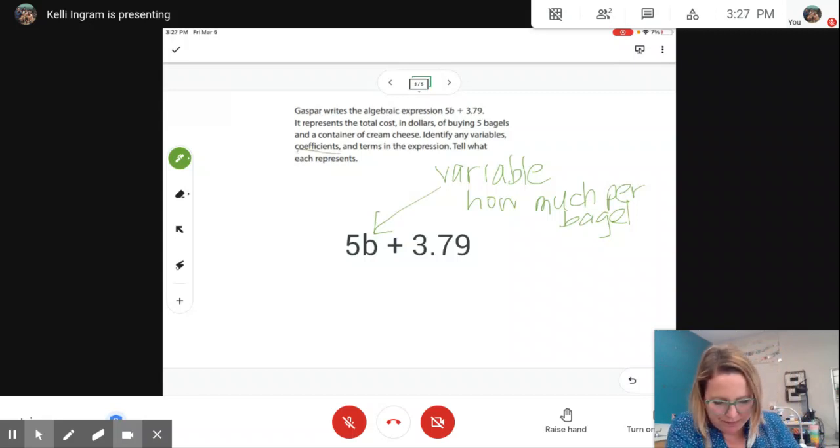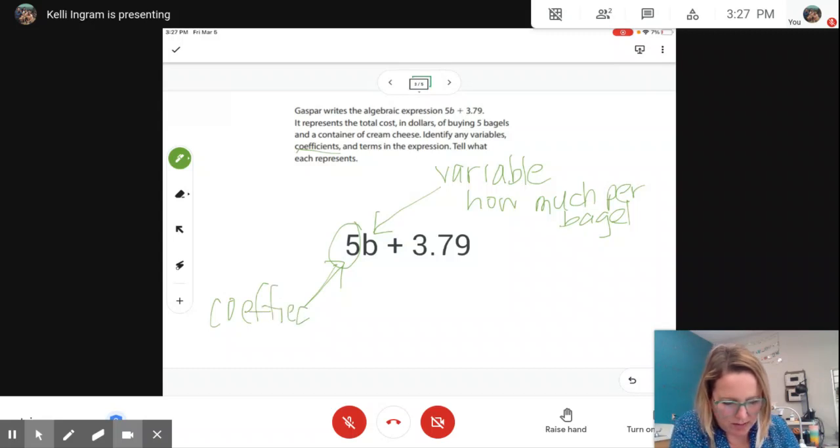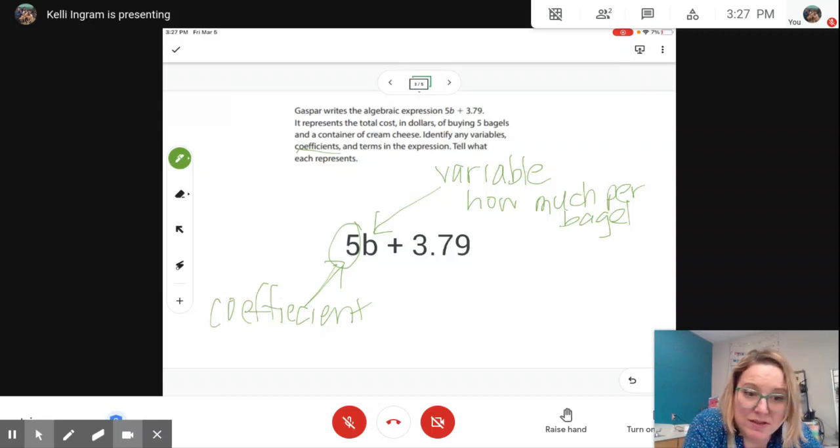This word coefficient, this right here is a coefficient. You will hear that more and more as we move. I don't know how to spell it. C-I-E-N-T. There's an extra something in there. Okay. Coefficient, you'll hear that word more and more as we move through some more algebra, and especially next year when you're in pre-algebra. Basically, it's a number that's next to the variable. When they are right next to each other like that, it means that they're being multiplied. So they bought 5 bagels, so it's going to be 5 times the cost per bagel.